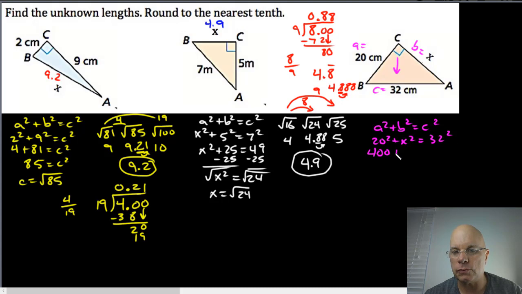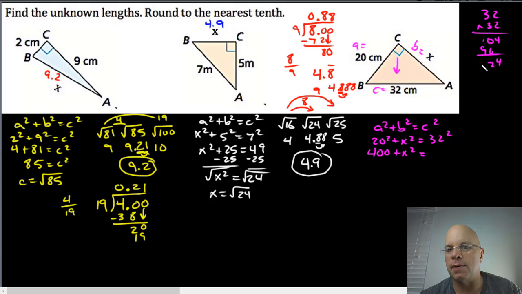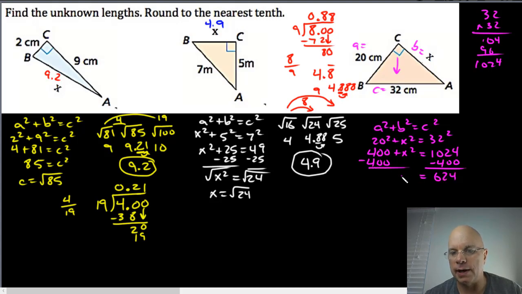400 plus X squared equals, I don't have this one memorized. This is 64 and this is 96, so I should have had it memorized. That's okay, 1,024. Subtract 400 from both sides. And I get 624 here. And here I get X squared. So X is going to be equal to the square root of 624.